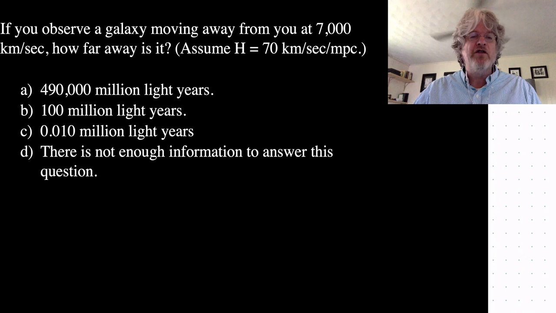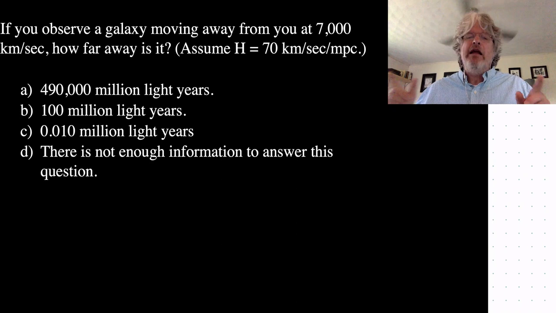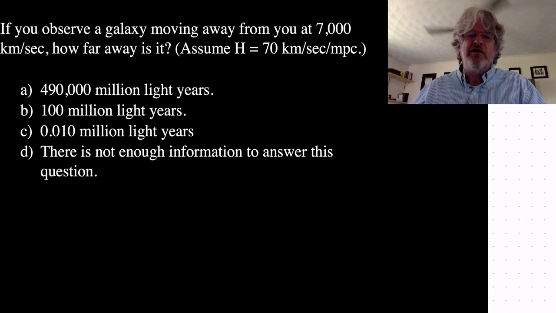How far away is it? And this is a Hubble's law type problem where the velocity is equal to the Hubble constant times the distance. And here I'm giving you the velocity and I'm giving you the Hubble constant. You need to solve for the distance. So you've got V is equal to H times D. Well, I want to get the D, so I divide both sides by H, and I get distance is equal to the velocity divided by the Hubble constant. And sure enough, 7,000 kilometers per second divided by 70 kilometers per second per megaparsec.